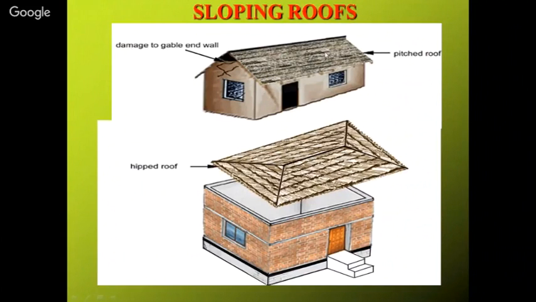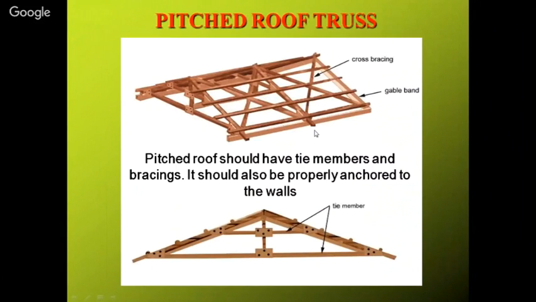Instead of this pitched roof, you can have the hipped roof. Hipped roof means you are having the roof band, and above the roof band you are having the roof, so that it behaves very well in case of earthquakes. Another thing, if you are having a wooden kind of roof system, you can have different bracings on this pitched roof.